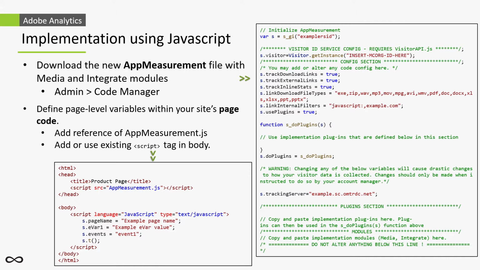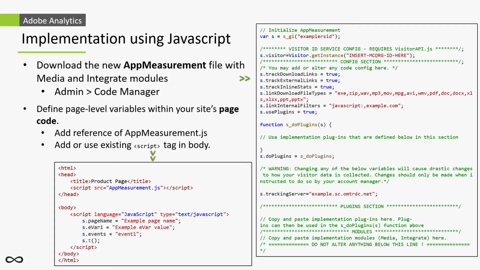Now, since we have all the initialization done in AppMeasurement, we can use this as part of each and every page object or page code. As an example, we have the HTML and HTML tags. We have the head and body tags, as you might be aware. This is the basic structure of any HTML file.